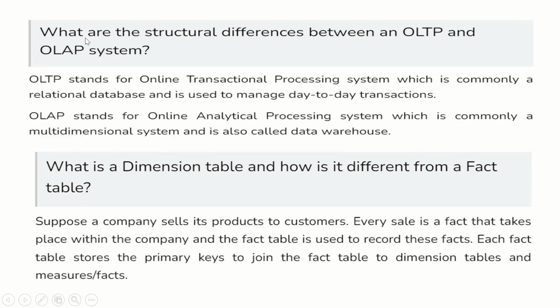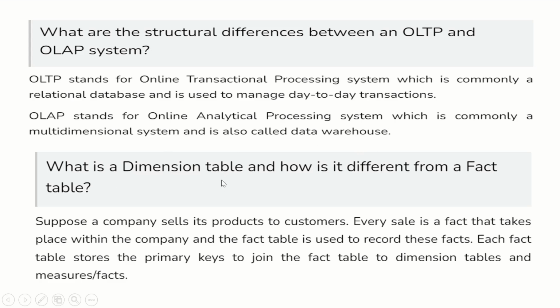So, the next question is, what are the structural differences between OLTP and OLAP? OLTP stands for Online Transactional Processing system, which is commonly a relational database and is used to manage day-to-day transactions. OLAP stands for Online Analytical Processing system, which is commonly a multi-dimensional system and is also called a data warehouse.